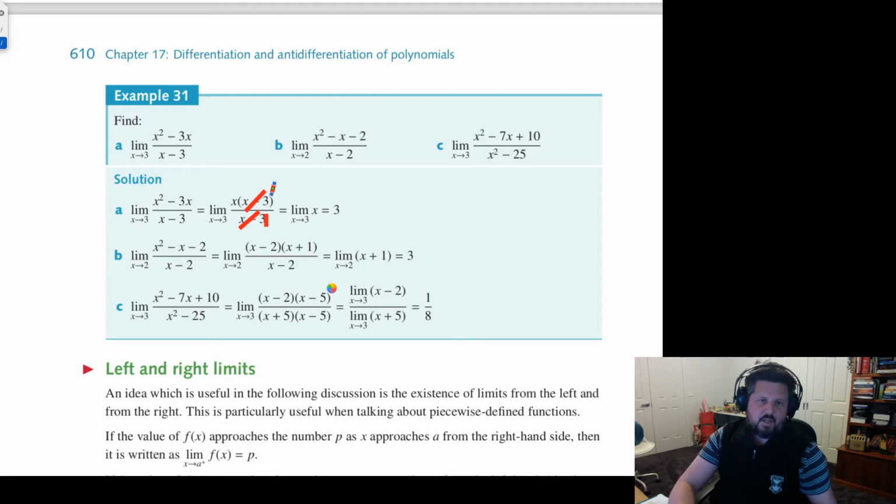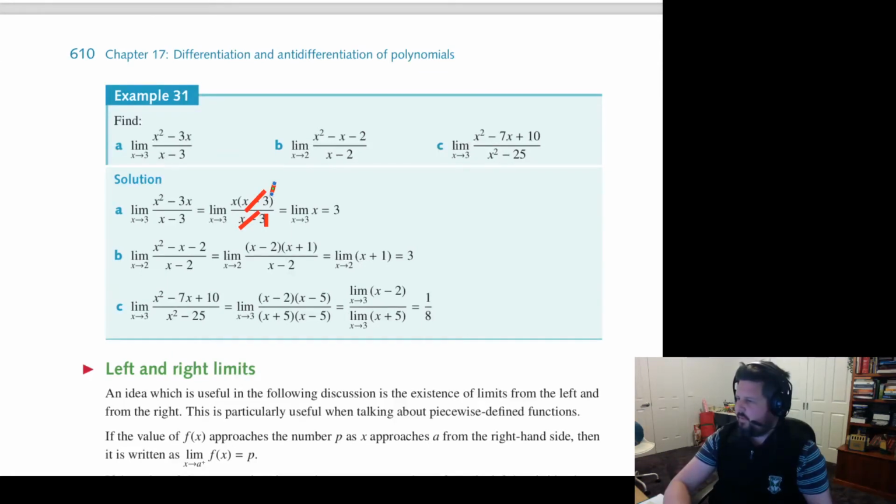Again, from the quotient rule that we spoke about just prior, what you can do is evaluate the limit as x approaches 3 for the top line, and then divide it by the limit as x approaches 3 for this bottom line. We can do that, and you get 1/8.